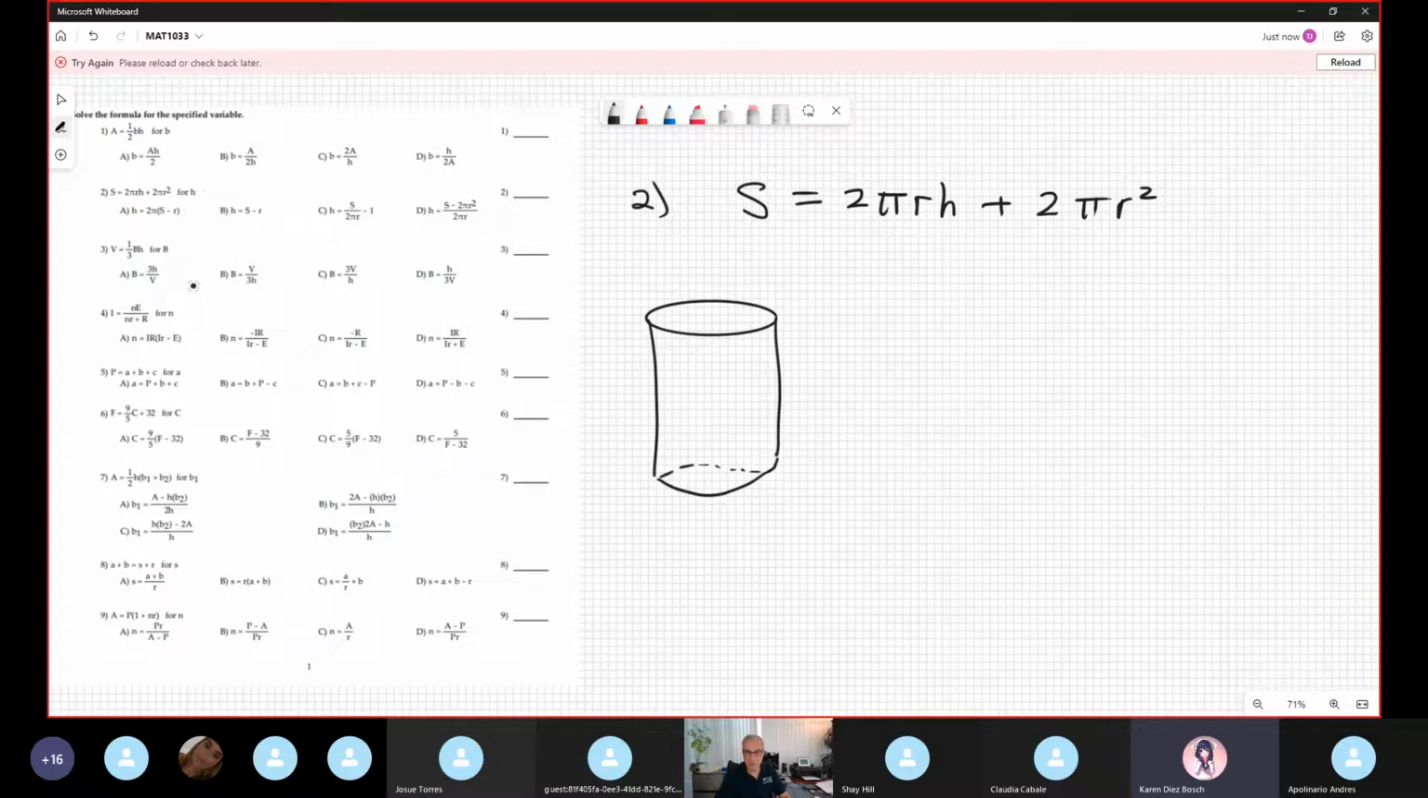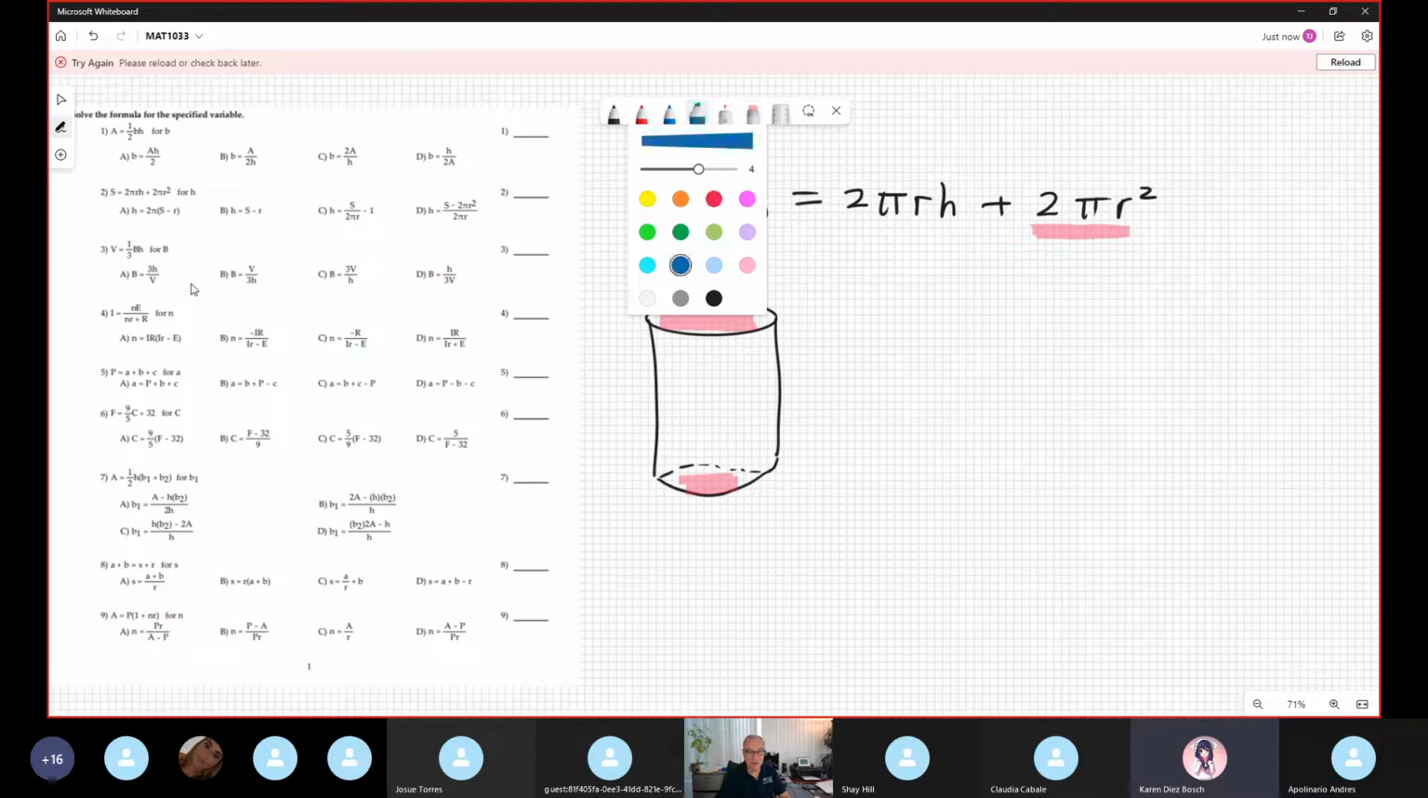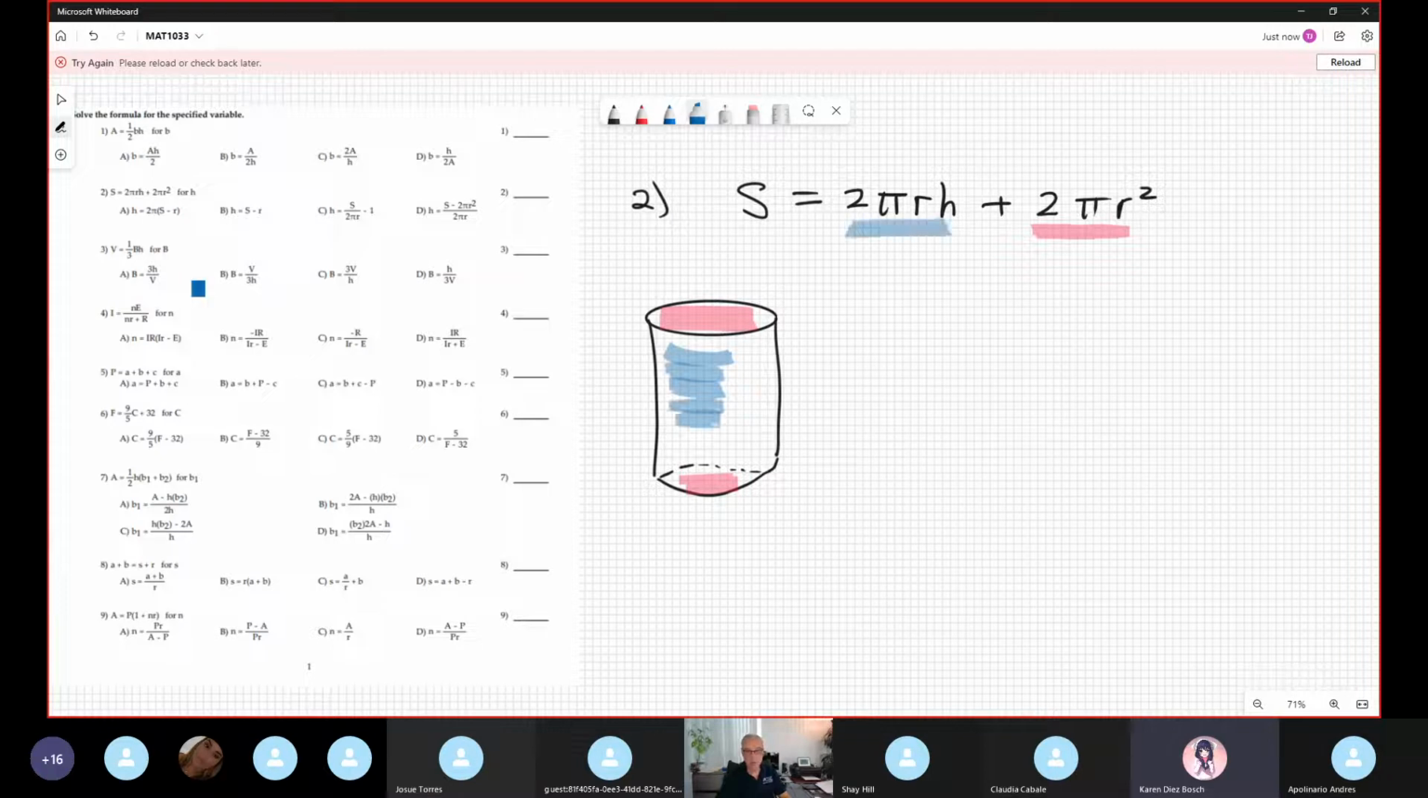That part, the area for the circle is pi r squared. So basically, that part of the formula is this area plus this area. And the lateral area is this part. Okay. However, I want to solve for h. So h is my variable I need to isolate.